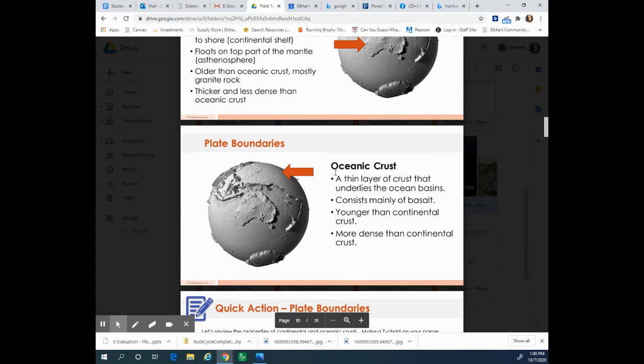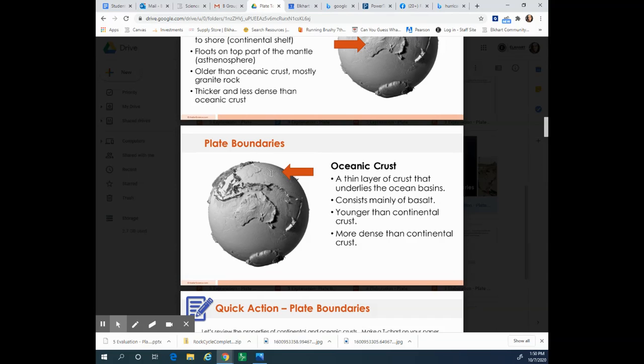Now, with the oceanic crust, you have a thin layer of crust that underlies the ocean basins. Ocean basins is when you have the ocean floor without all the salt. Now, the ocean floor is made without all the water. The ocean floor is made out of basalt. It's very coarse. It's kind of like taking regular table salt and sprinkling it on your food, only it's a lot more grainy and a lot thicker than regular table salt.